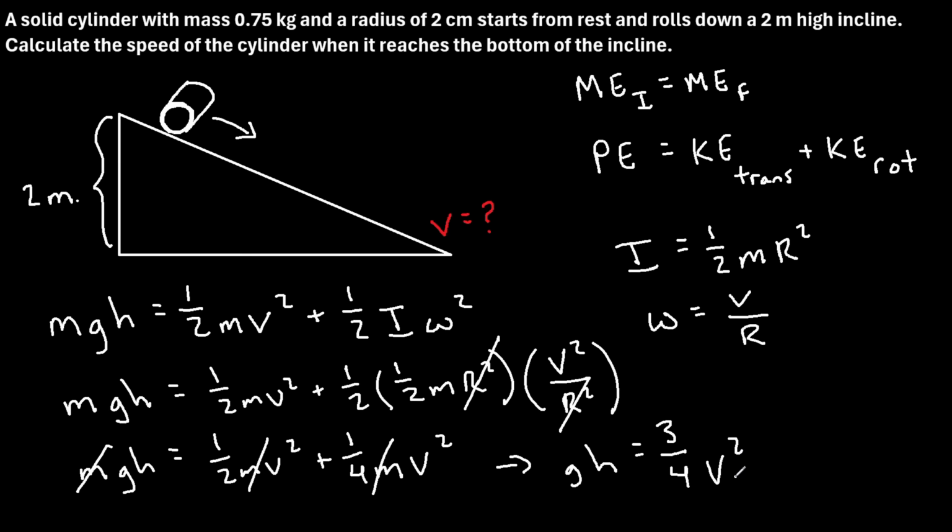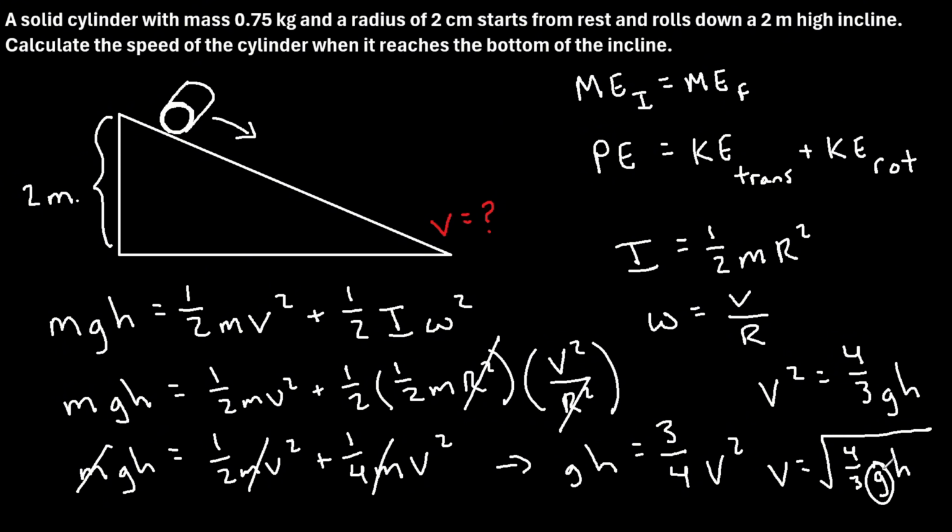To solve for v, the velocity, we can multiply both sides by 4/3, which will cancel out the 3/4. So here's what we get: v squared is equal to 4/3 gh. To solve for v, we just take the square root of both sides. The velocity is going to be equal to the square root of 4/3 times the magnitude of gravity times h, the height. To find our final answer, we substitute the magnitude of gravity, 9.8 meters per second squared, and for h, the height of the incline, which is 2 meters.